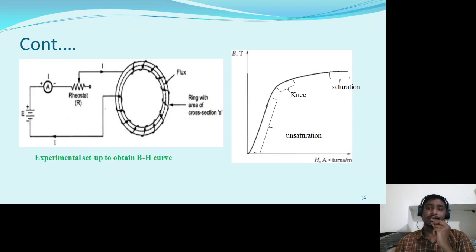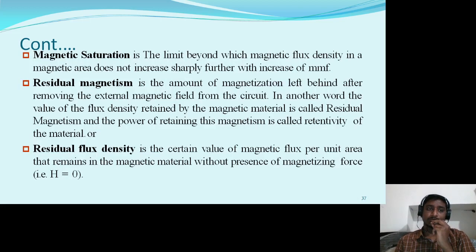Even if you increase the magnetizing force, even if you pump more current through the coil once it has reached the knee point, there is no change in the flux density. That is nothing but the saturation portion. Clear? Next slide. So here are the terms which we have discussed as per the graph.